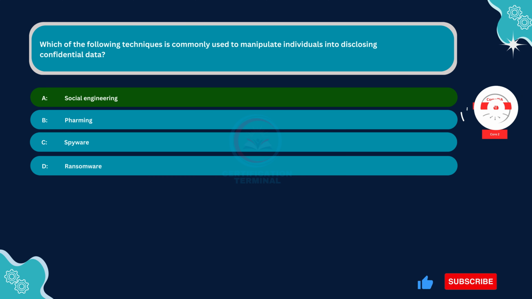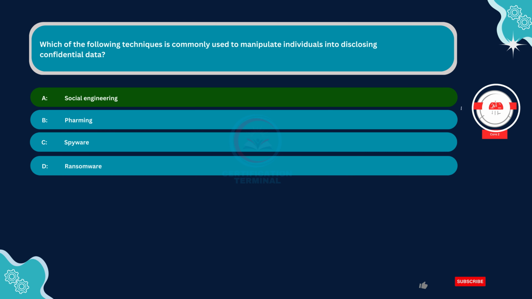Social engineering is a tactic commonly used to manipulate individuals into divulging confidential data by exploiting human psychology and emotions. Attackers often employ various strategies, such as pretexting, phishing, baiting, or tailgating, to trick individuals into revealing sensitive information willingly.